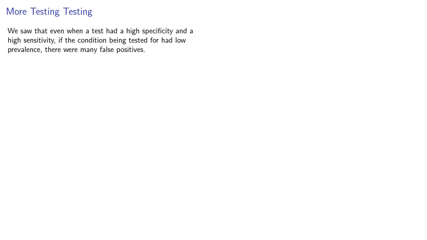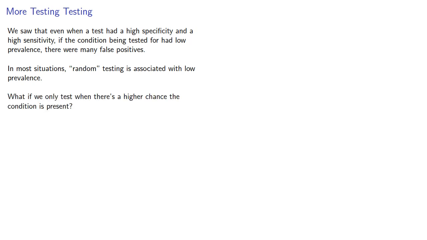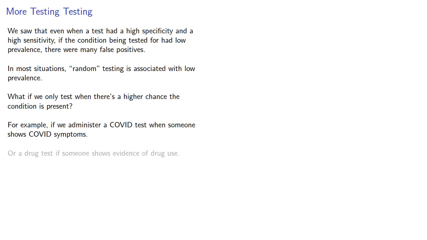We saw that even when a test had high specificity and a high sensitivity, if the condition being tested for had low prevalence, there were many false positives. In most situations, random testing is associated with low prevalence. But what if we only test when there's a higher chance the condition is present? For example, we administer a COVID test when someone shows COVID symptoms, or a drug test if someone shows evidence of drug use.